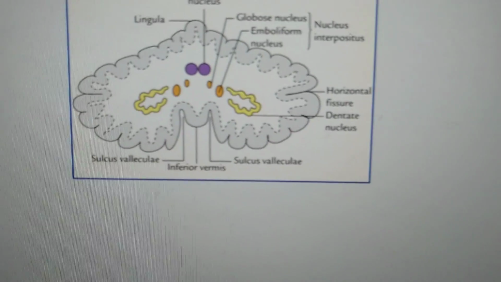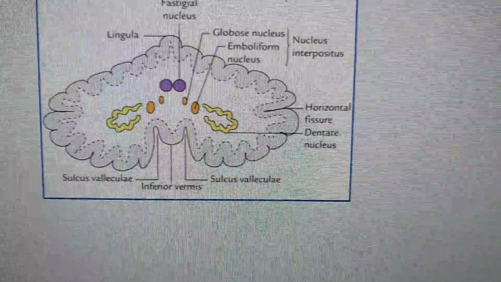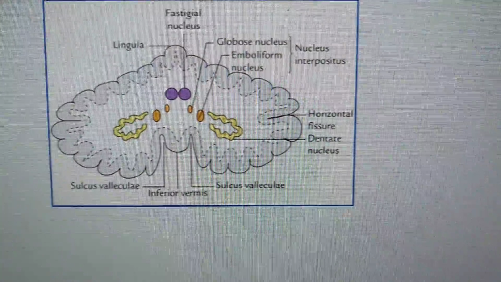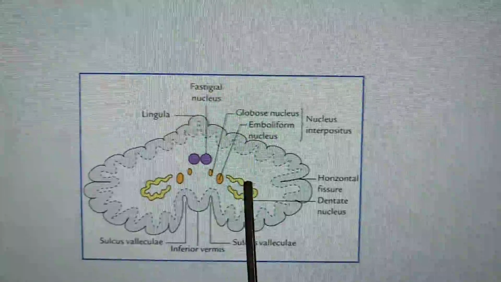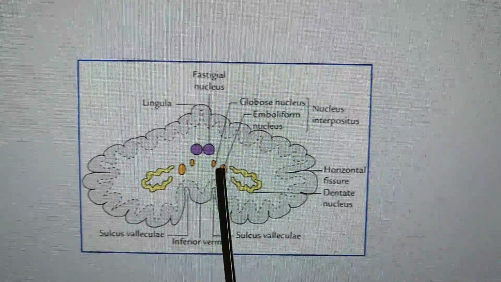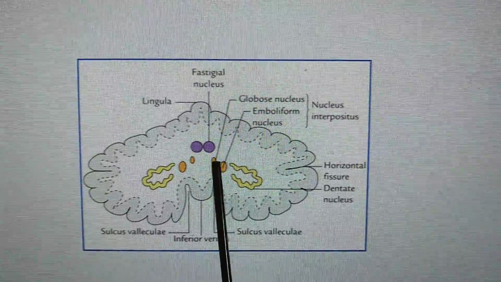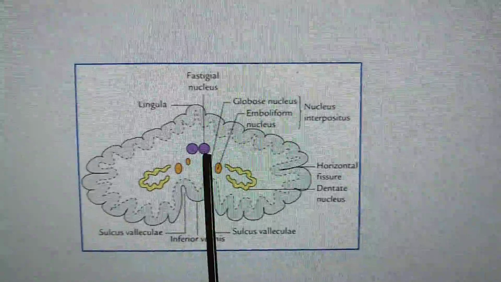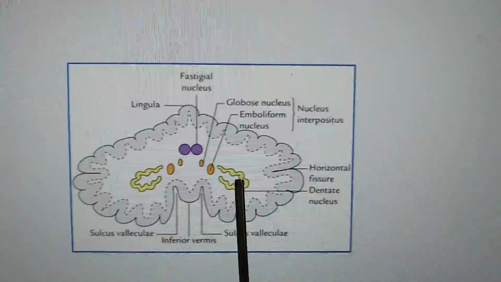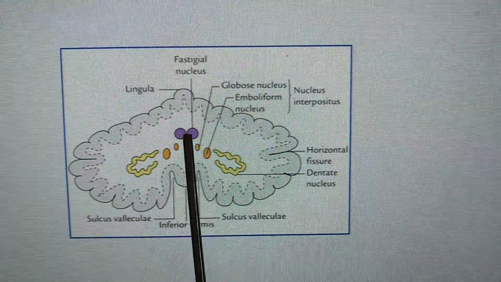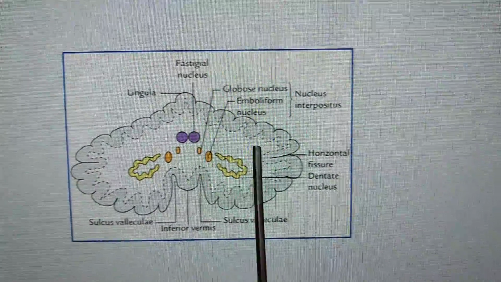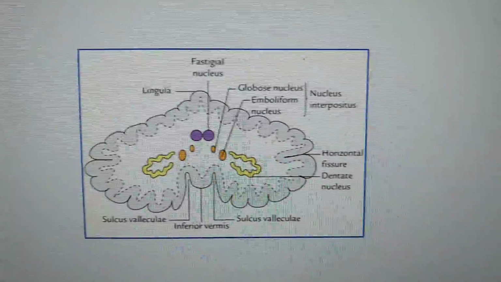Then we have the deep cerebellar nuclei, that is from lateral to medial. We have the dentate nucleus, that is having a crumpled bag appearance, the large dentate nucleus. Then we have the emboliform, globose and fastigial. So from lateral to medial we have dentate, emboliform, globose and fastigial nucleus. These are the deep cerebellar nuclei.